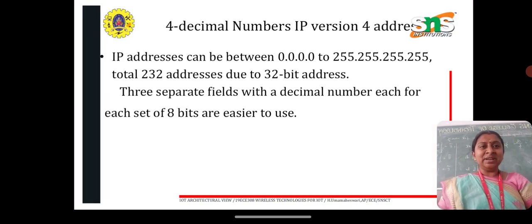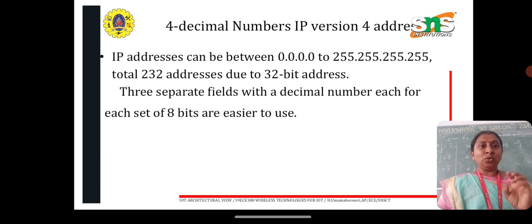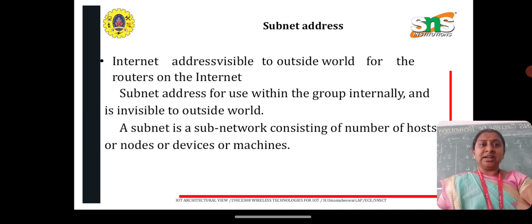Then the 4 decimal numbers of the IP version 4 address. It has IP address ranges between 0 to 255, where the total number of addresses is 2^32, which is a 32-bit address. Separate fields with a decimal number for each set of 8 bits are easier to use. The next one is the subnet address. The internet address is addressable to the outside world for the routers on the internet. The subnet address is for use within the group internally and is invisible to the outside world. A subnet is a subnetwork which consists of a number of hosts, nodes, devices or machines.